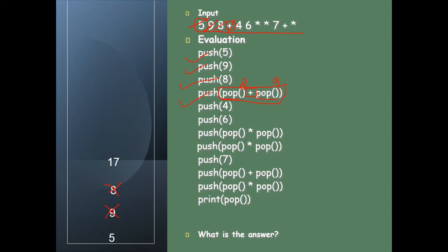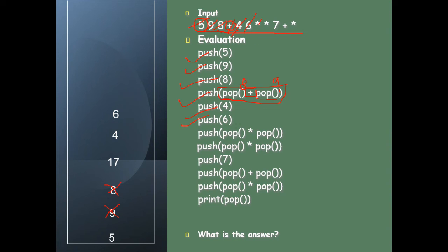Then the next term is 4. So 4 is an operand, you have to insert it into your stack. So you have inserted 4. I will cut 4 from here, so you have pushed 4. Then 6. Of course, 6 is an operand. You will cut it here and it will be inserted like this. So you have pushed 6 into your stack.